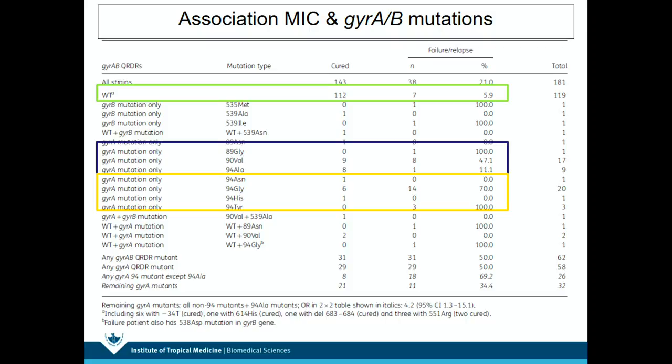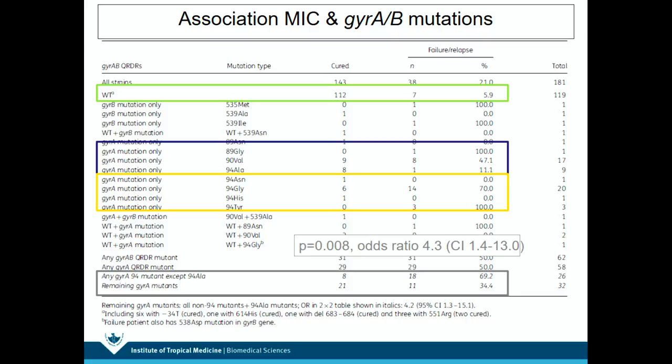If we come to the mutations in the gyrase AB, here you can see the mutations that we came across in this cohort, and you can see that the wild types had a good outcome, very few of them failed. For those having the 90-valine mutation, some of them had good outcomes, some had less good outcome, but mostly the 94 glycine had very poor outcome.